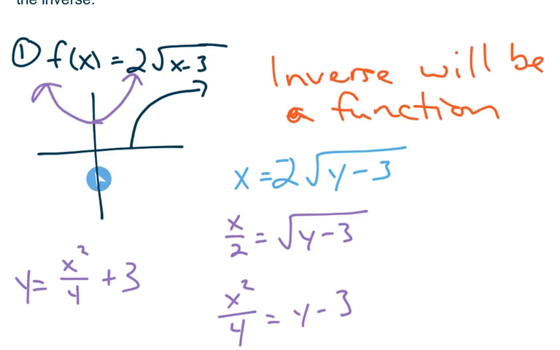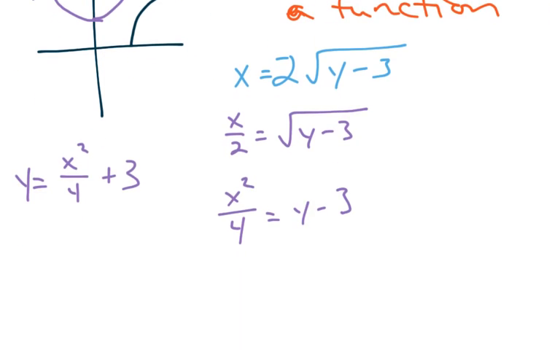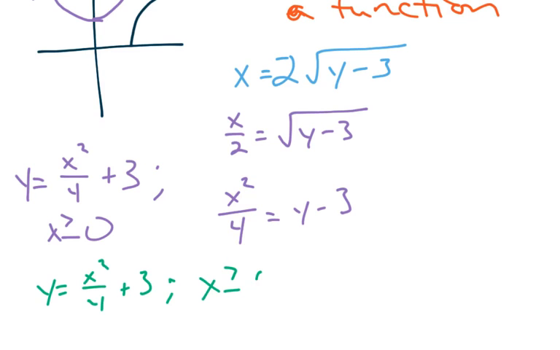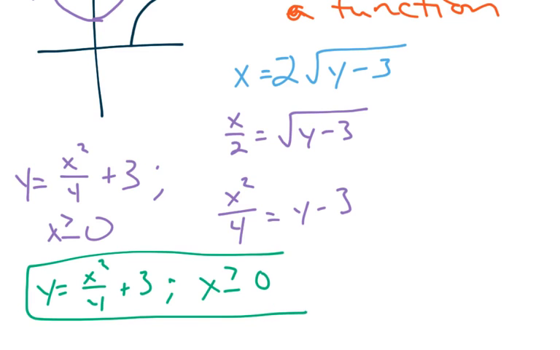So this right side, if we look at the x-axis, that would be 0 and everything bigger, okay? So our second part to this is we got y equals x squared over 4 plus 3, but then we're going to put in x is greater than or equal to 0, and you probably should have a semicolon there. If I was doing this correctly, I should have written it all in one line. So it would be y equals x squared over 4 plus 3, semicolon, x is greater than or equal to 0. This is your official and final answer for number 1.